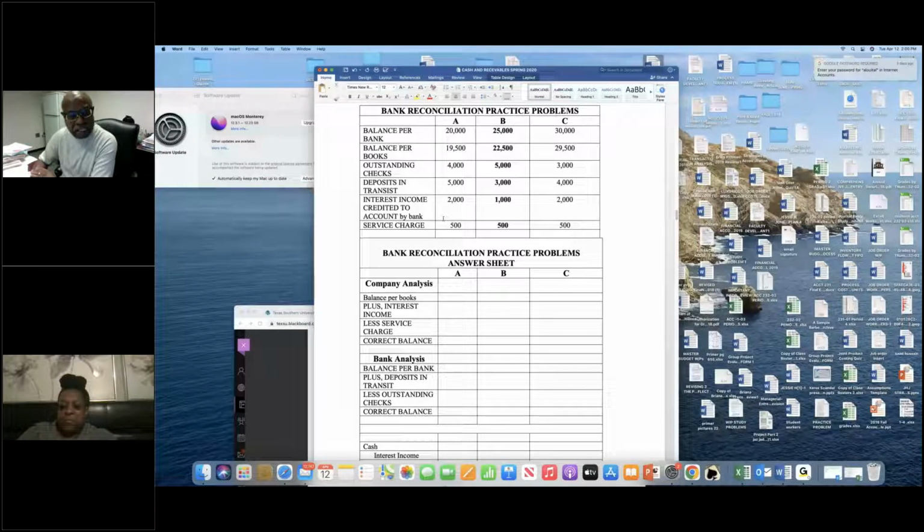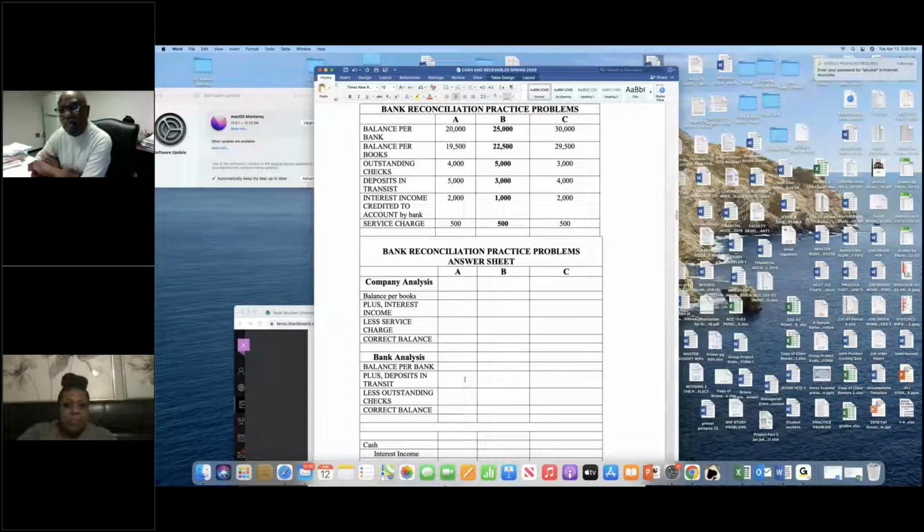Go through the bank analysis and get the same correct balance. Can you all do that? And I think I got this handout in course content, by the way, if you don't have it. It is in course content. So take about 5 minutes or so and see if y'all can work that out.